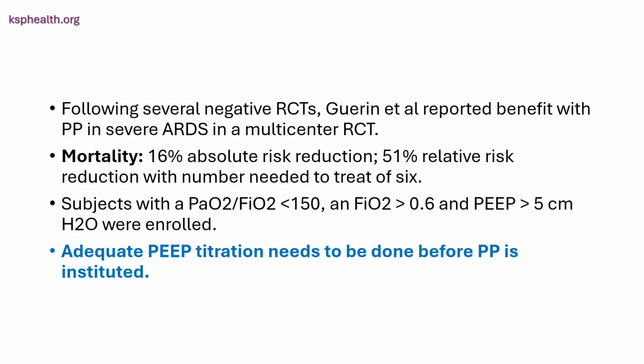In that particular randomized controlled trial, patients with a PF ratio less than 150, FiO2 more than 0.6, and PEEP more than 5 were enrolled. The most important thing to consider is that adequate PEEP titration needs to be done before prone ventilation. As I mentioned earlier, PEEP titration needs to be done by looking at the driving pressure. As long as the driving pressure goes down, that means alveoli are opening. When the driving pressure goes up, that means we are already over-distended. Back off on the PEEP.